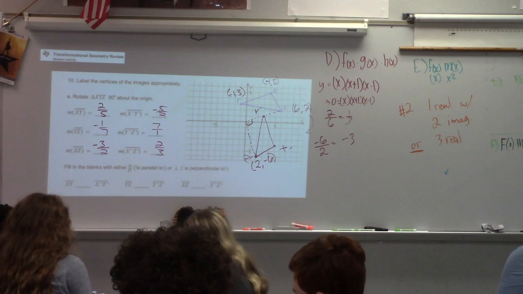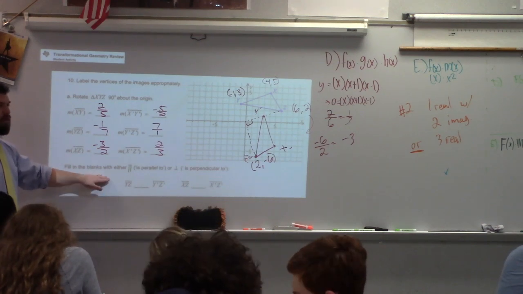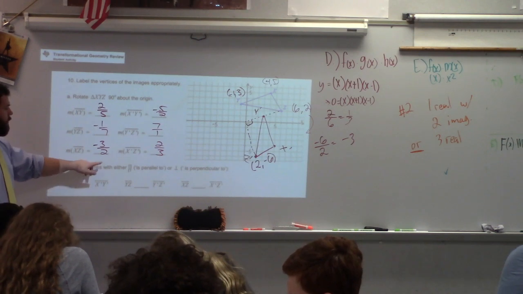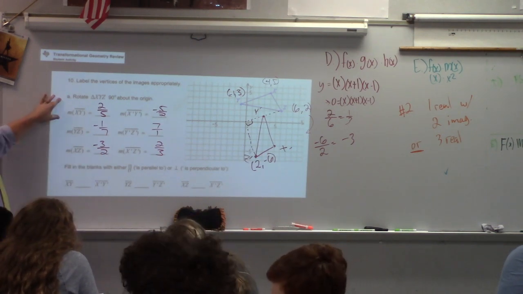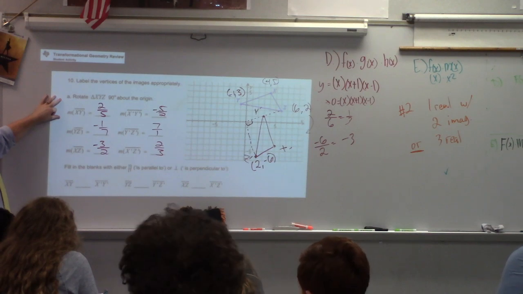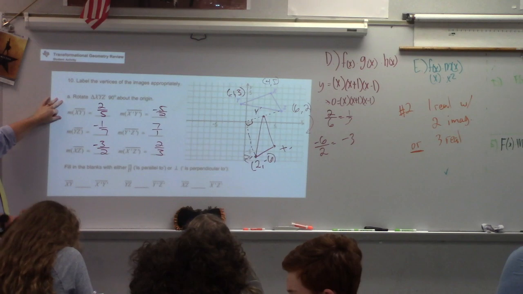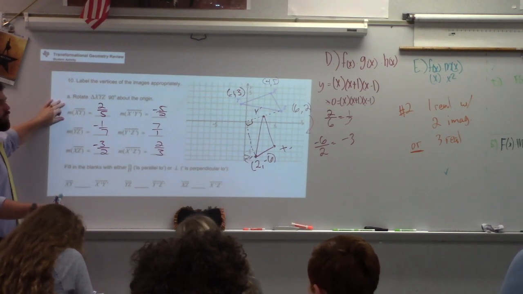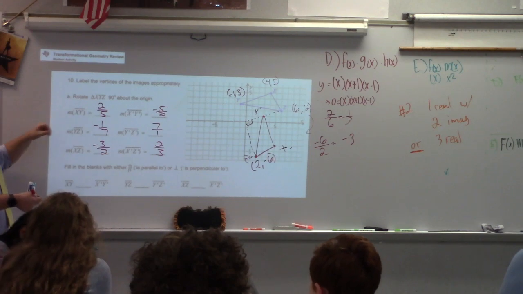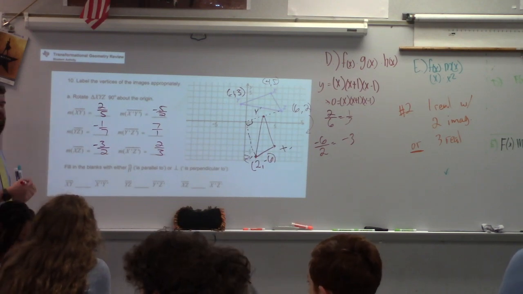So, look at line segment XY and line segment X prime, Y prime. Are they parallel, perpendicular, or neither? Perpendicular. How do we know they're perpendicular? So be careful. I hear a lot of people saying, it's perpendicular, or it's opposite and reciprocal. What is? The angle X, Y, and X prime. The line segment. No, you're close.